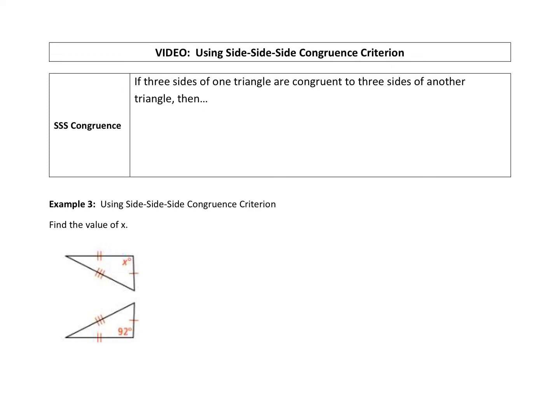All right, so our next congruence theorem we're going to talk about is called SSS congruence. That stands for side, side, side. If three sides of one triangle are congruent to three sides of another triangle, then the two triangles are congruent.